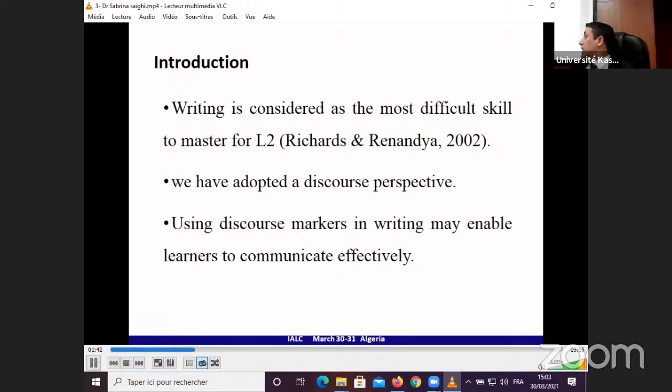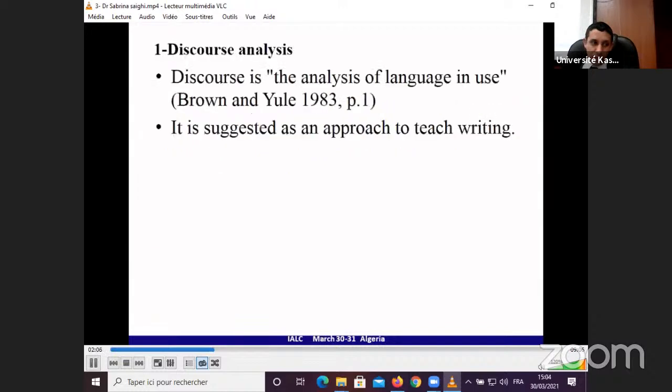Using discourse models in writing will enable learners to communicate effectively. And we want them to write intelligible and coherent paragraphs. In the same way, we will define discourse analysis, discourse markers, and we will list some examples, and finally, we will define the writing skill. What do you mean by discourse analysis?